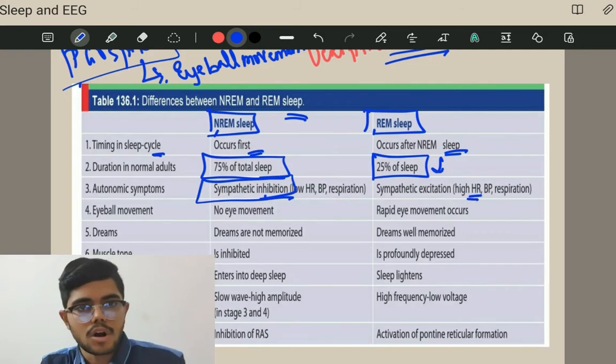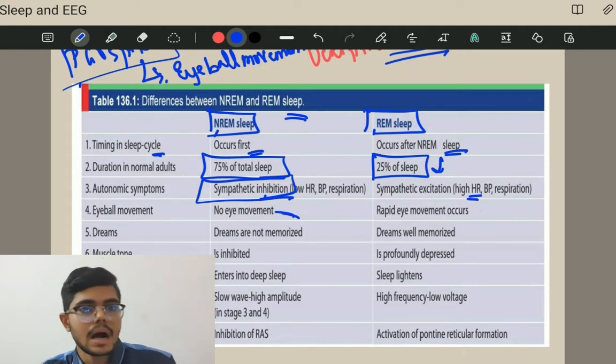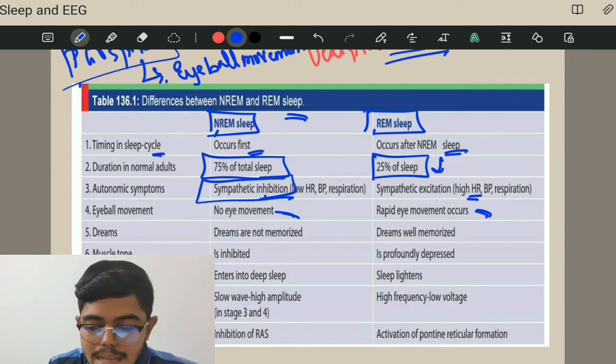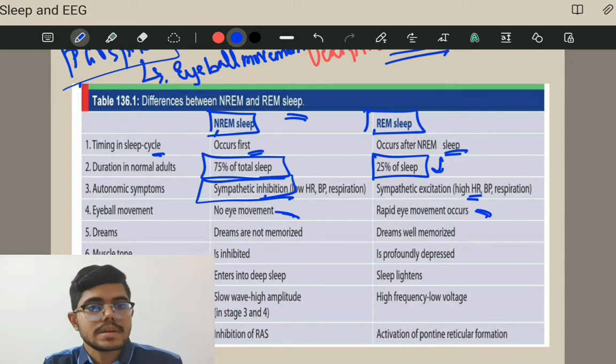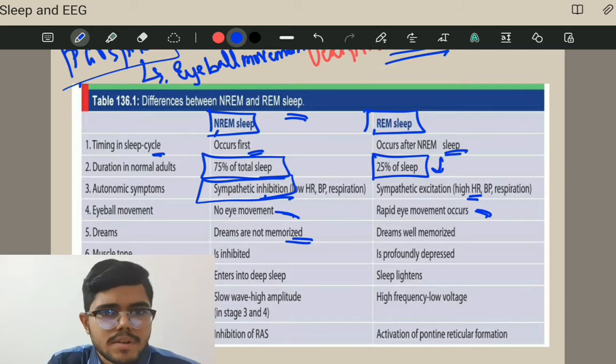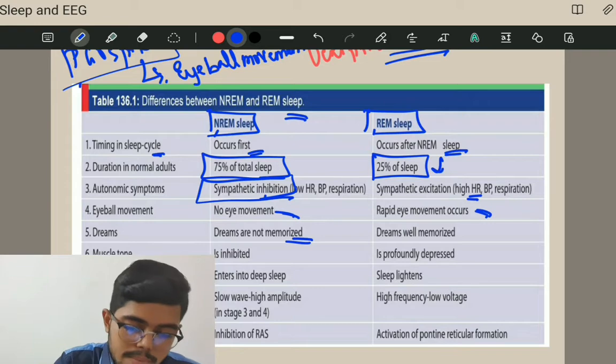So eyeball movement, we all know there will be no eye movement in the NREM, and rapid eye movement occurs in the REM. Dreams, yes. In NREM there will be no memorization of dreams. If you ask someone what dream you have got, they say, no, I think I have forgotten, because of the NREM sleep. But in REM sleep the dreams are well memorized.